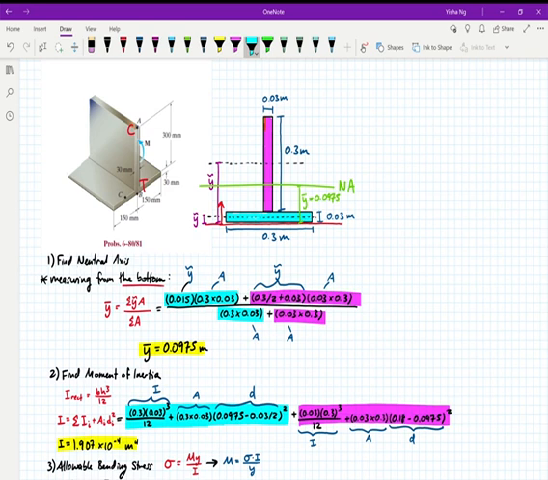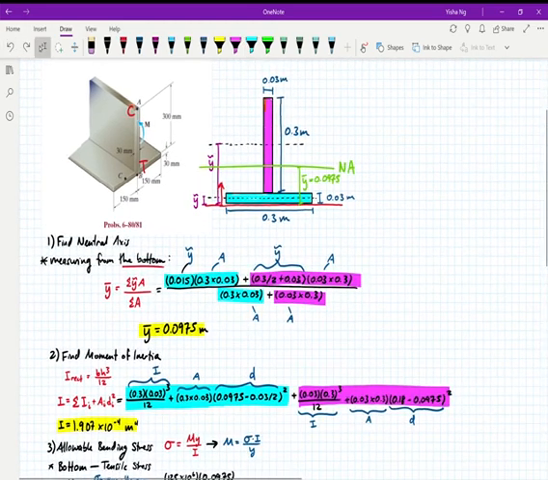Same thing for this pink rectangle over here, except I'm measuring from this bottom line up to the centroid of my pink rectangle. That's going to be 0.3 divided by 2, so half of this vertical line, plus all of 0.03, all of the height of that blue rectangle. You multiply that by the area of the rectangle, and then divide by the area of the blue rectangle plus the area of the pink rectangle. When you do all of that math, it comes out to 0.0975.